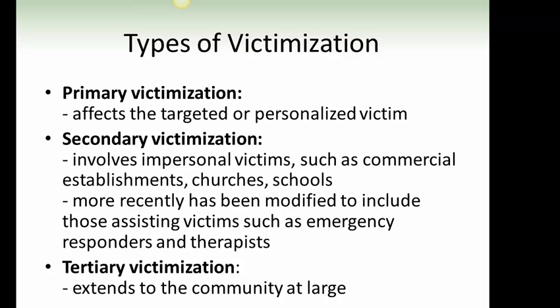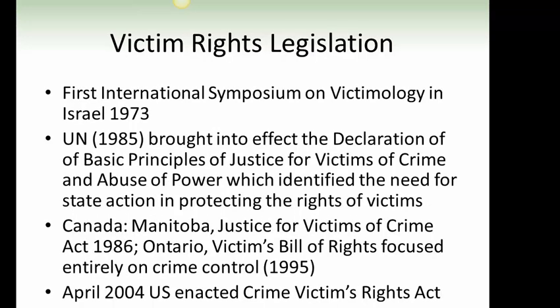Types of victimization. Primary victimization affects the targeted or personalized victim. Secondary victimization involves impersonal victims such as commercial establishments, churches, schools. More recently it has been modified to include those assisting victims such as emergency responders and therapists. Tertiary victimization extends to the community at large.